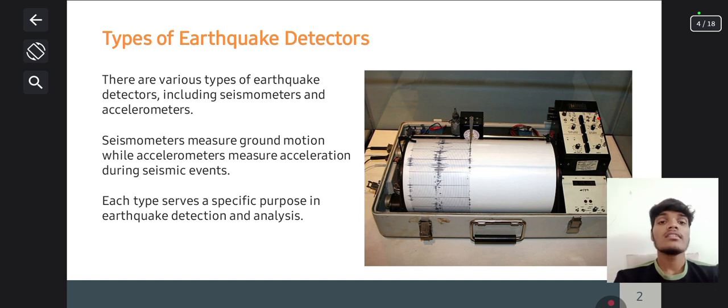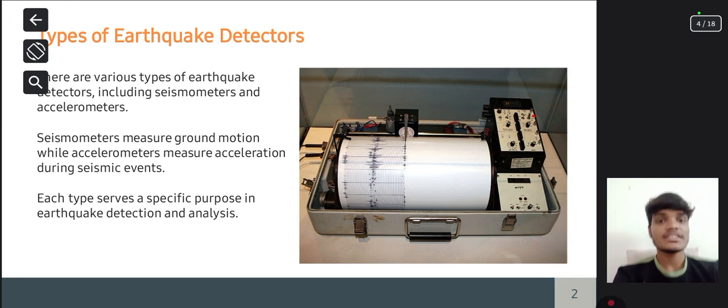Both are equal, and each has a specific purpose in earthquake detection.